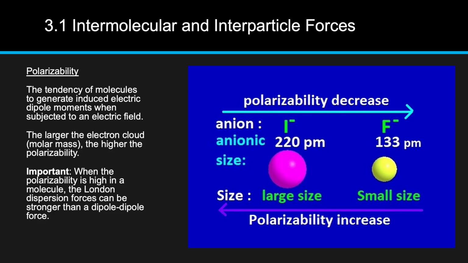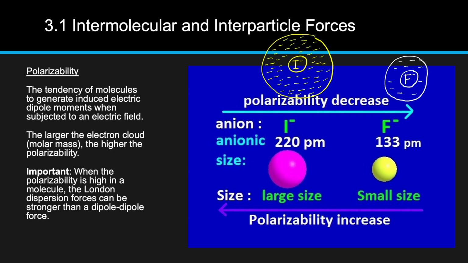So if we look at this example here on the right, iodide ions with a radius of 220 picometers are much more polarizable than fluoride ions at 133 picometers. That's because iodide has a lot more electrons than the fluoride ion, and because it has more electrons, when it creates that dipole, it will have a stronger negative side, which means it's more polarizable.